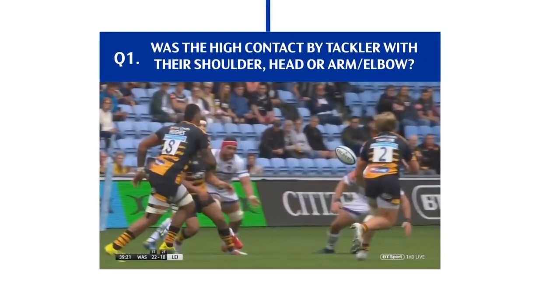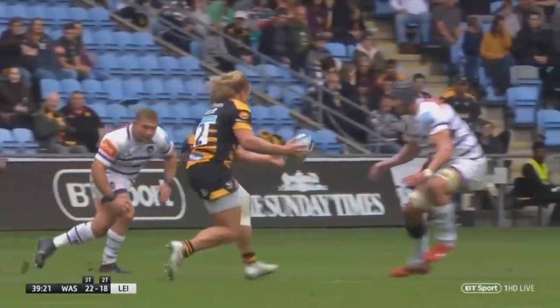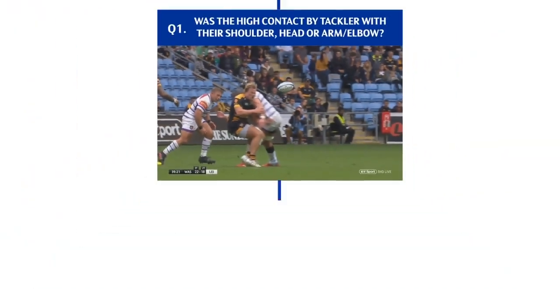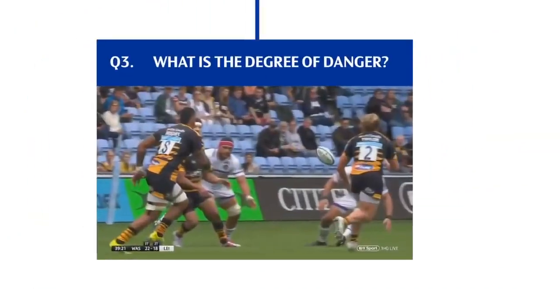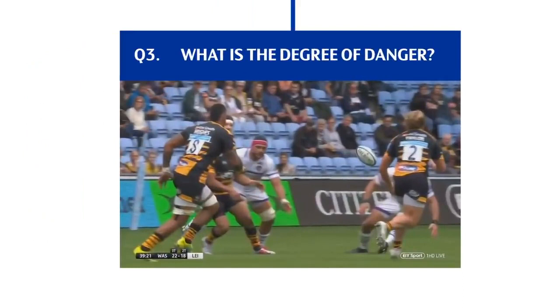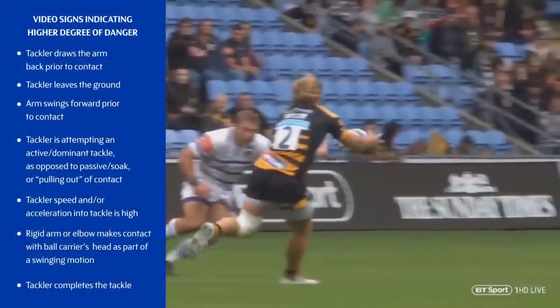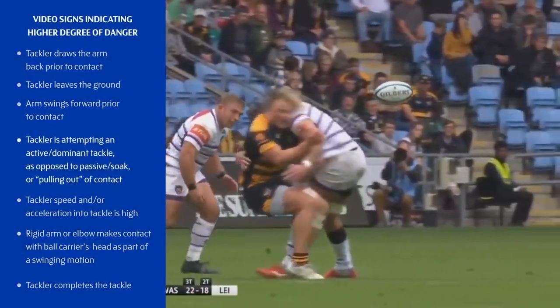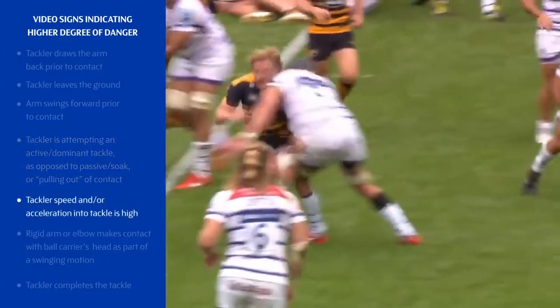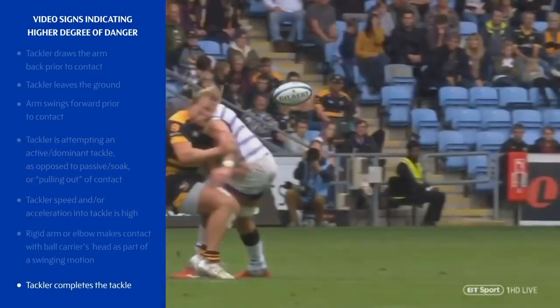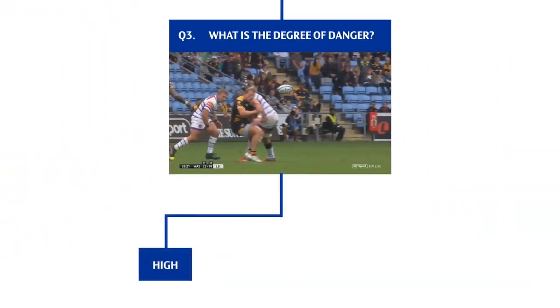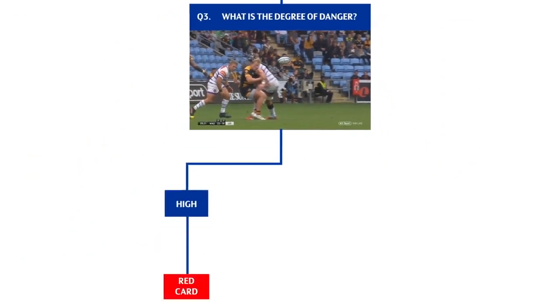The first question should be, is the high contact from the tackler's shoulder, head, arm, or elbow? In this example, there is direct contact to the tackled player's head from the shoulder of the tackler. The match officials then ask, what is the degree of danger? In this tackle, the degree of danger is high, indicated by a dominant tackle attempt, the tackler accelerates into contact, and the tackler completes the tackle. For a high degree of danger, the initial decision would be a red card. If the officials deem the degree of danger to be low, the initial decision would be a yellow card.